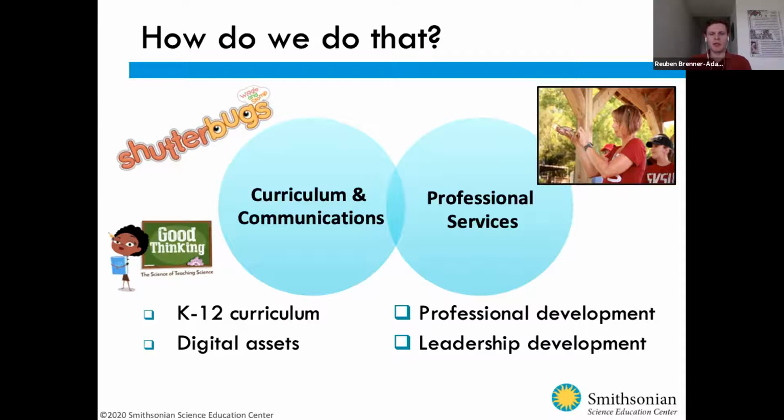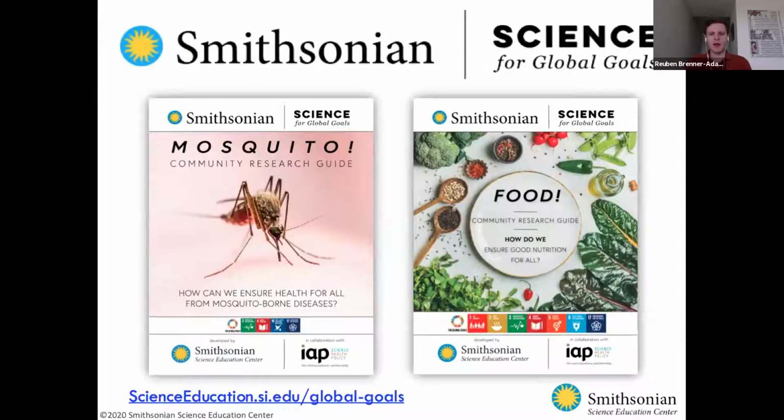So I'm going to jump straight in and talk about our free curriculum, Smithsonian Science for Global Goals. Smithsonian Science for Global Goals is, as I said, a free curriculum, and as the name suggests, it is globally focused. It is aligned with the UN Sustainable Development Goals, and it is meant for students ages 8 to 17, though I think there are certainly activities within the curriculum that would be good for younger students, and there are absolutely activities that everyone, even adults, can learn from in these curricula.